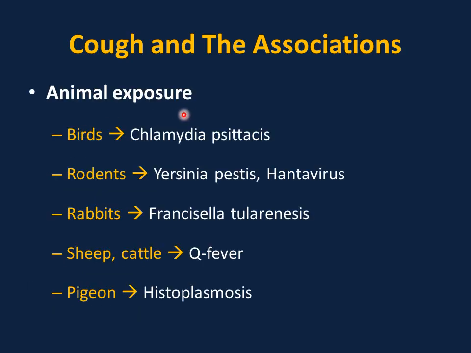It is very important when a child presents with cough to ask about a history of animal exposure. Birds can be associated with Chlamydia psittaci or psittacosis. Rodents can be associated with Yersinia pestis or pneumonic plague, and hantavirus. Rabbits are associated with Francisella tularensis or tularemia. Sheep and cattle, Q fever; pigeons, histoplasmosis.